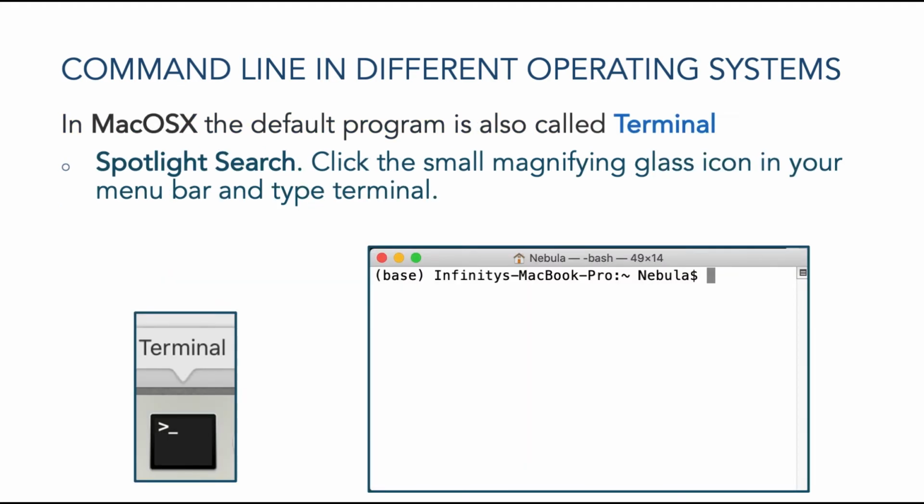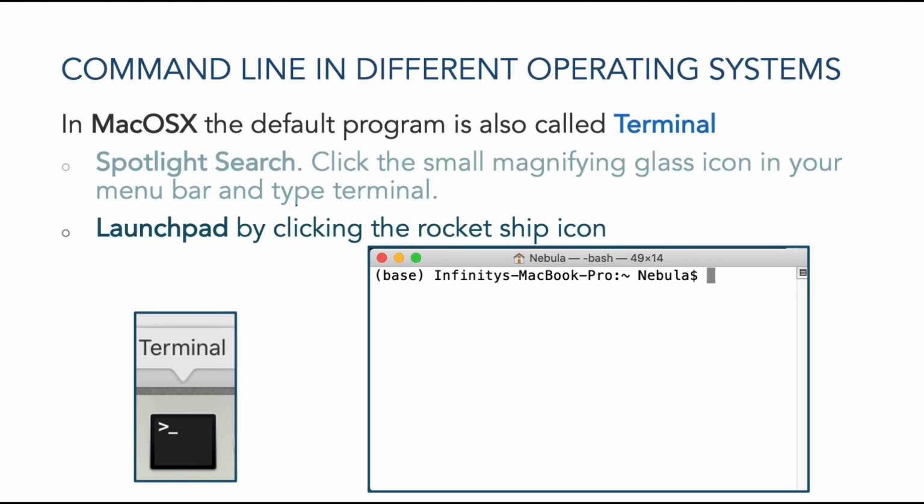In Mac operating systems, the default program is also called Terminal. You can launch it by looking at it through the Spotlight search. You just have to click the small magnifying glass icon in your menu bar and type Terminal. You can also find it in the rocket ship icon or in the application folder.